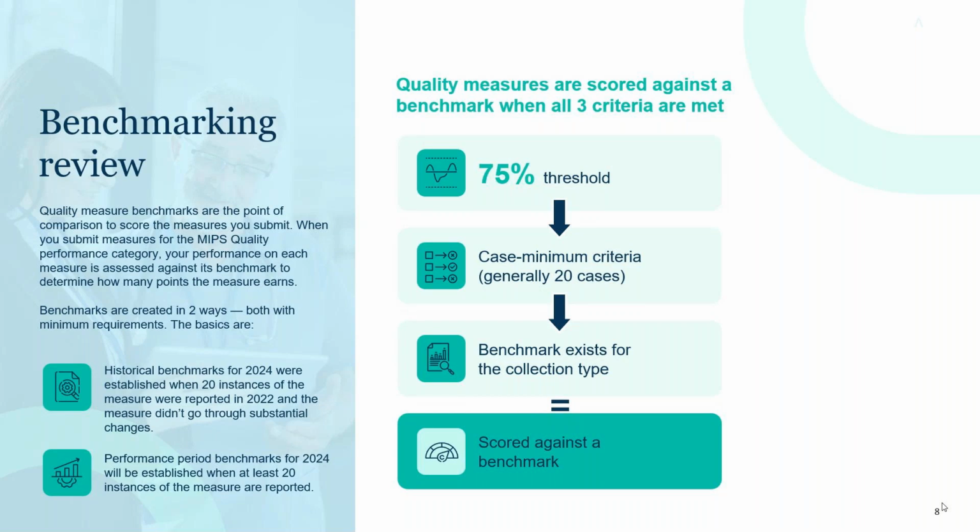If your data is going to be taking part in future benchmarks, so for example, reporting in 2024, that data is going to be applicable to 2026 benchmarks, you need to have at least 20 instances of a measure, and you need to meet 75% threshold reporting in order for that data to account for benchmarks in the future. To be scored against a benchmark, you also need to meet this criteria. So both of these things are true. To be scored against a benchmark, you need to meet these thresholds. And for your data to account in future benchmarks, you also need to meet these thresholds.